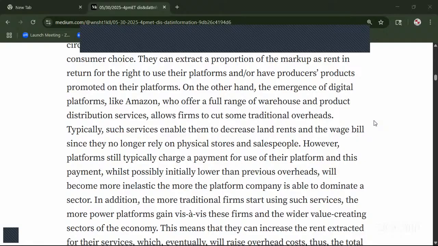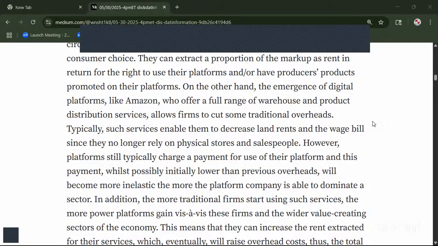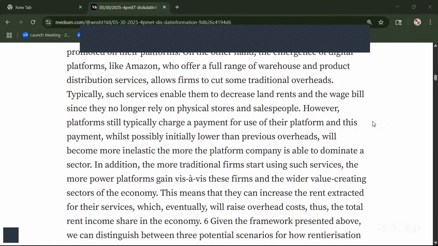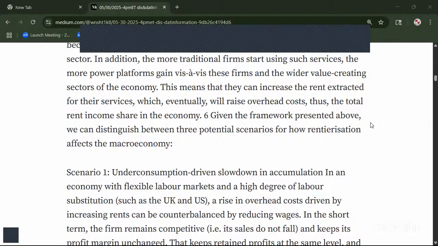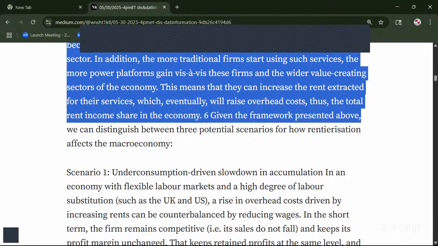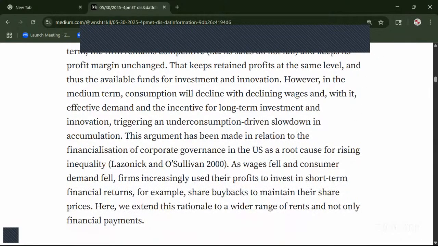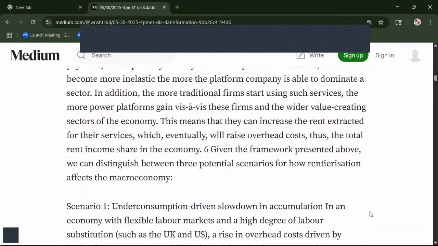However, platforms still typically charge a payment for use of their platform, and this payment, whilst possibly initially lower than previous overheads, will become more inelastic the more the platform company is able to dominate a sector. In addition, the more traditional firms start using such services, the more power platforms gain vis-a-vis these firms and the wider value creating sectors of the economy. This means that they can increase the rent extracted for their services, which eventually will raise overhead costs. Thus, the total rent income share in the economy.